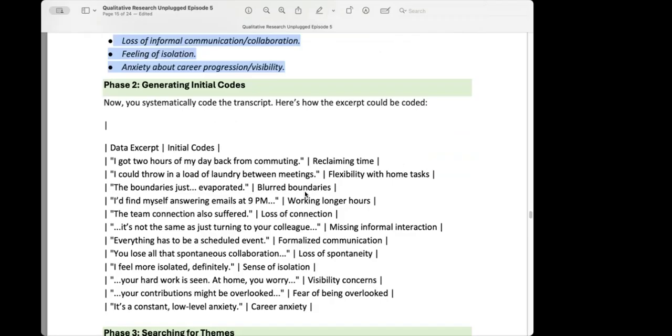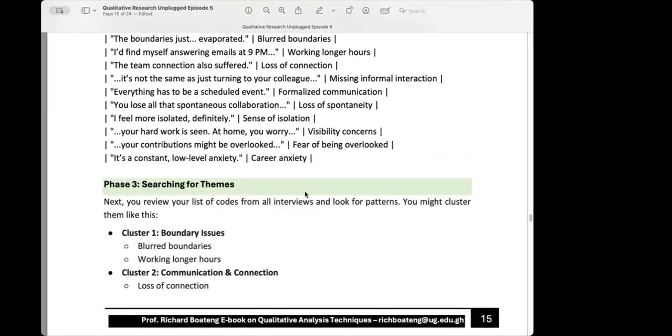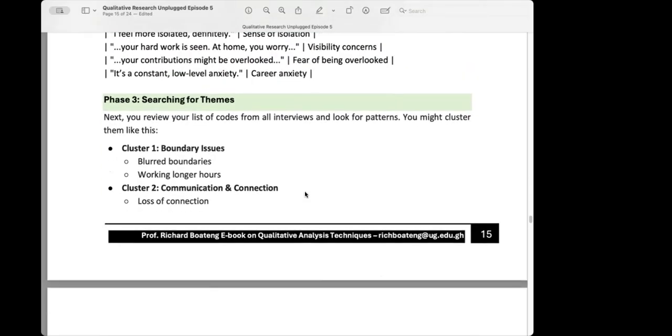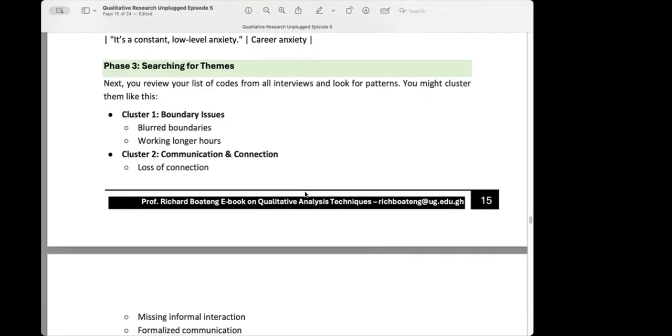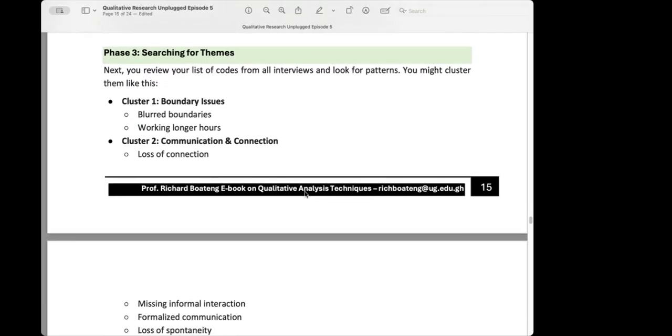Phase 3, searching for themes. This is where you elevate your analysis significantly. You move from that extensive, often very long and potentially messy list of initial codes to a smaller, more manageable, and analytically powerful set of potential themes. This is the stage where you begin to see the larger patterns, the bigger picture, emerging from your hundreds of individual bricks or tiles. Okay, starting to build the walls of the house or the pictures in the mosaic.